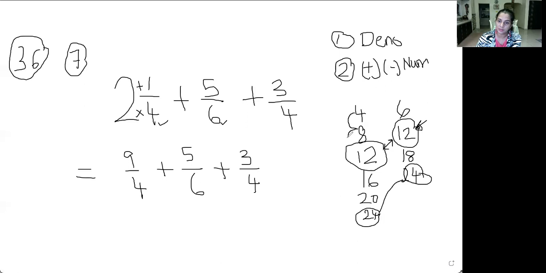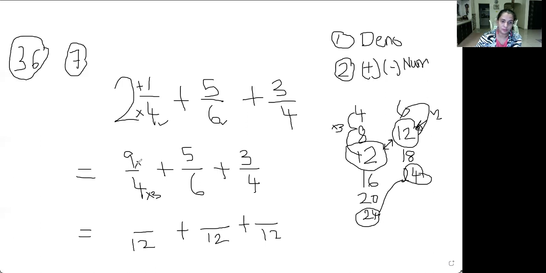Now, how many times do I have to multiply 4 to get to 12? I've got to multiply by 3. And how many times do I need to multiply 6 to get to 12? I've got to multiply by 2. So, in other words, I now know that my common denominator is 12 over here, and the 6 will become 12, and this 4 as well will become 12. However, 4 times 3 is what makes 12. What I do at the bottom, I also do at the top.